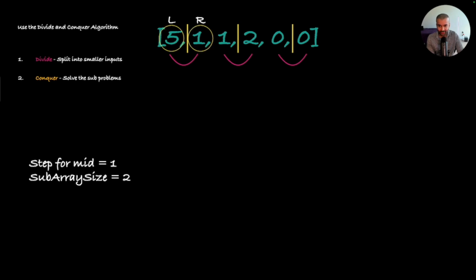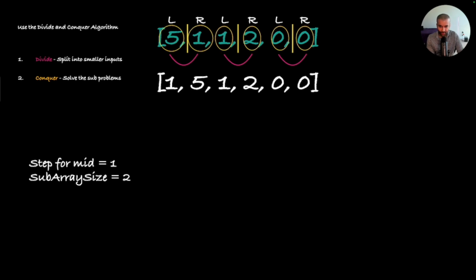We're going to take these individual parts, and notice that they are subarrays of size 1, and we are going to conquer them. We're going to solve the subproblem by merging these pairs. Notice that 1 and 5 have been swapped. 1 and 2 have not been swapped. They're in their perfect order. 0 and 0 also are in their perfect order.